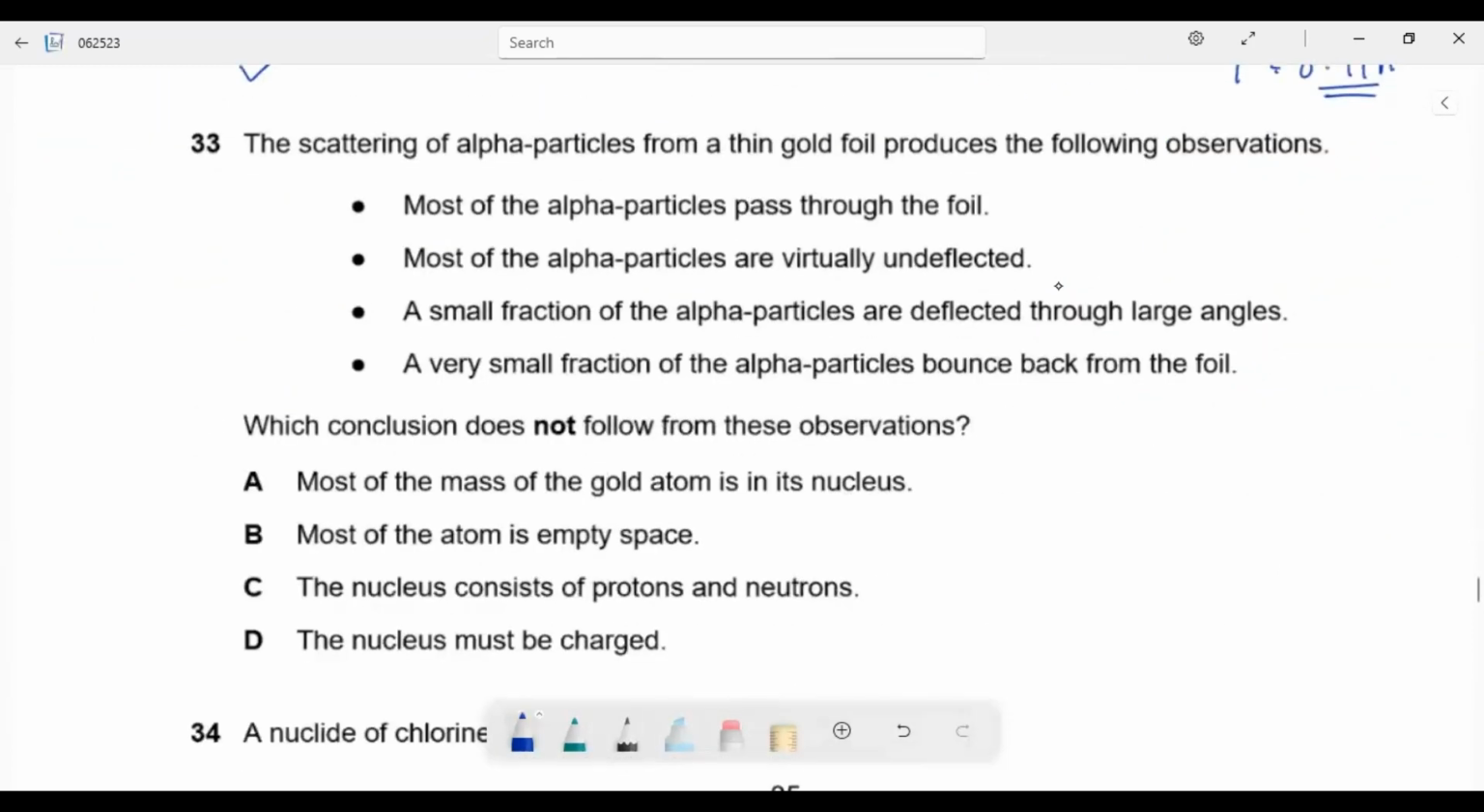The scattering of alpha particles from a thin gold foil produces the following observations. Most of the alpha particles pass through the foil. That means most of the space within the gold foil is empty. Most of the alpha particles are virtually undeflected, so there is no charge there. A small fraction of alpha particles are deflected through large angles, so some charges will be there. A small fraction of alpha particles bounce back from the foil. This is actually the Rutherford experiment.